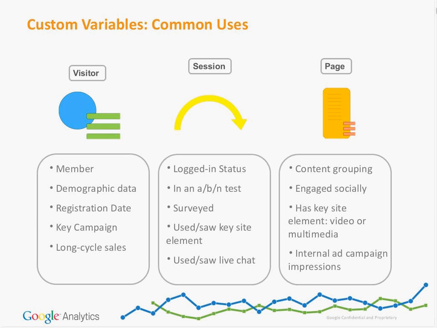And here are just a few examples of some of the things that I rattled off for uses of custom variables at different levels. I'll take a few of these in, but I do want to close up in just a minute or two. So with Visitor, it's the most common use for custom variables by far. Just, are they a member or not a member, right?